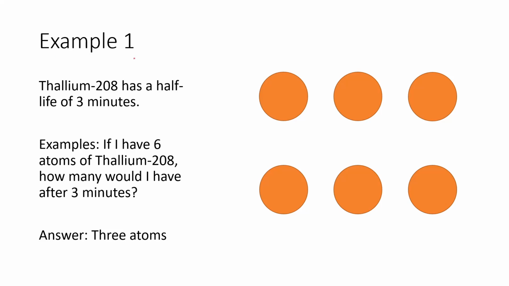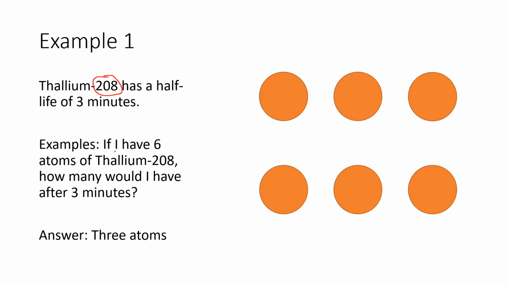So example number 1, thallium-208. And just a little quick aside, this is how we name elements like this. This is the mass number here. If an element has lots of isotopes, we'll write the name of the element, then do a little dash and write down its mass. That way it can help us to identify what isotope it is. So this is thallium-208 and it has a half-life of 3 minutes.